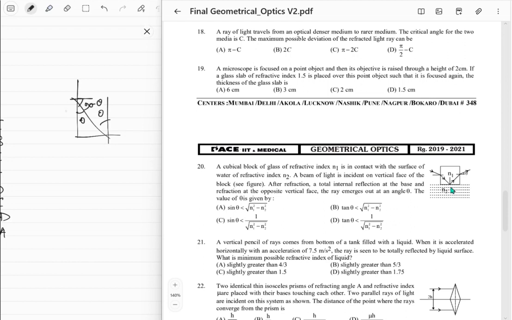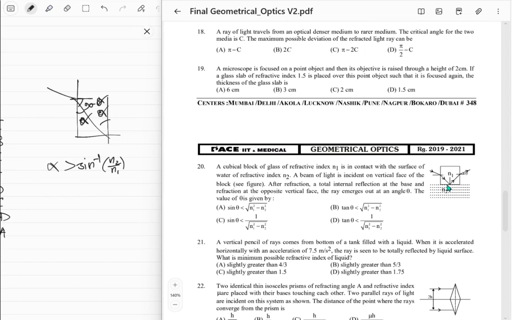And this is air. Cool. Oh wait, they already used theta, so this is called alpha. So alpha is more than sine inverse of n2 upon n1. Sorry, I thought it should be n1 upon n2, but that's the denser medium and this is rarer, so n2 upon n1 is correct.